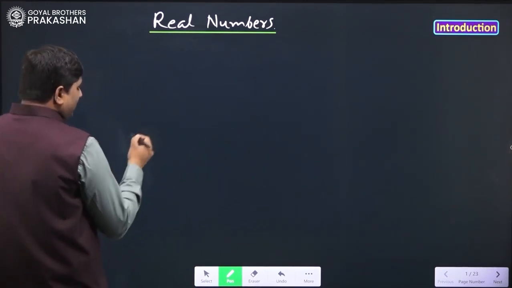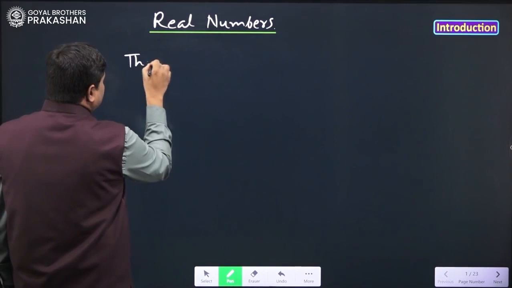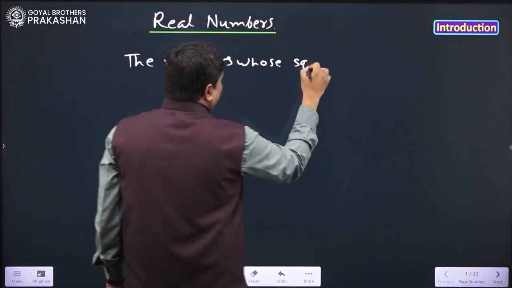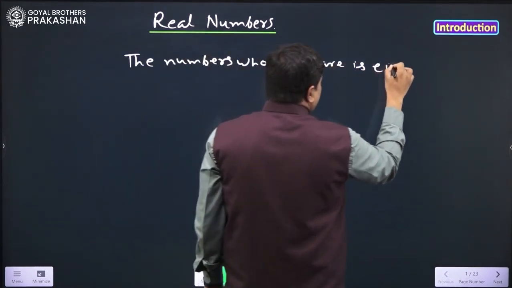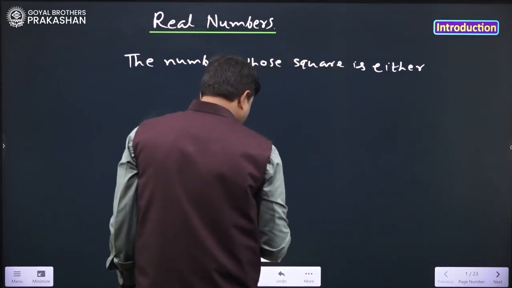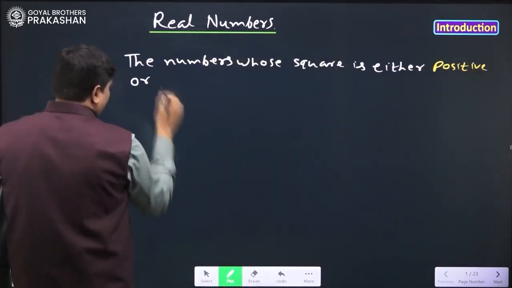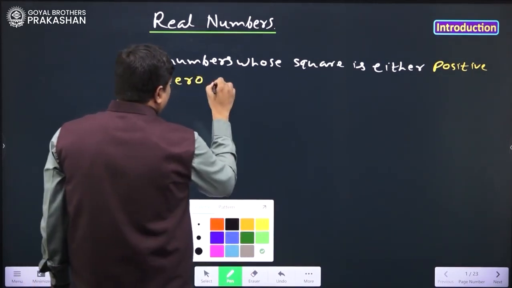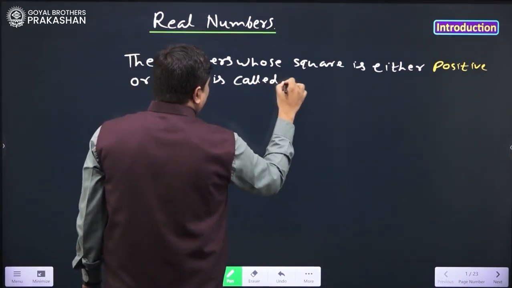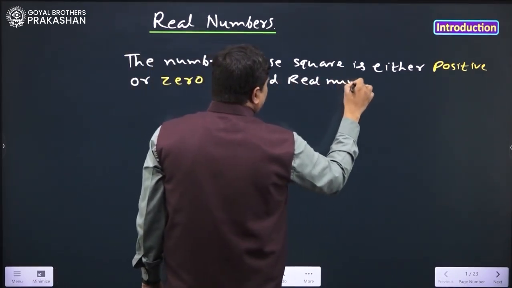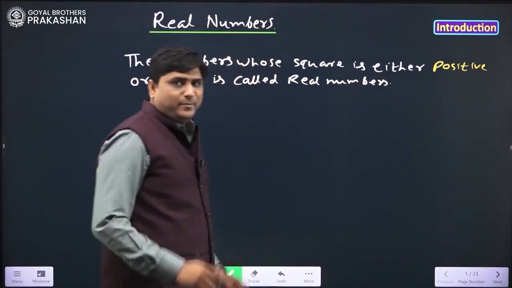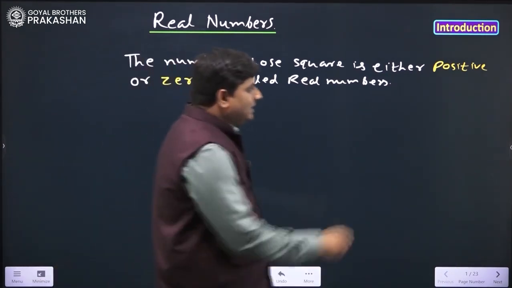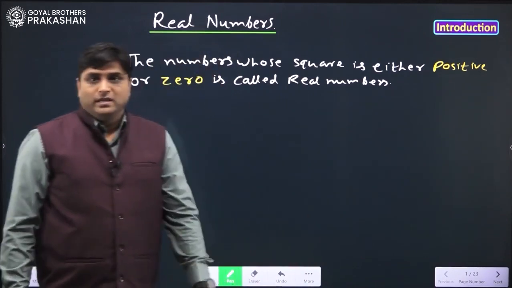Let me write its definition first. What are real numbers? The numbers whose square is either positive or zero are called real numbers. This is a very basic definition of real numbers. So the real numbers are the numbers whose square is either positive or zero.